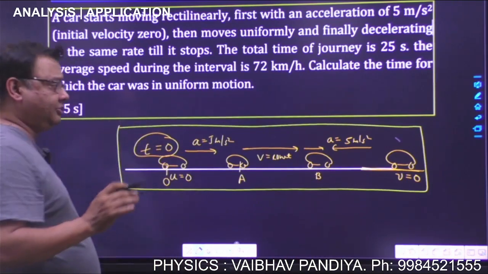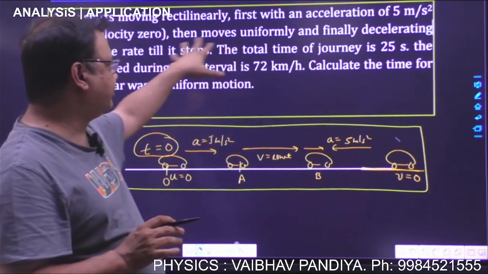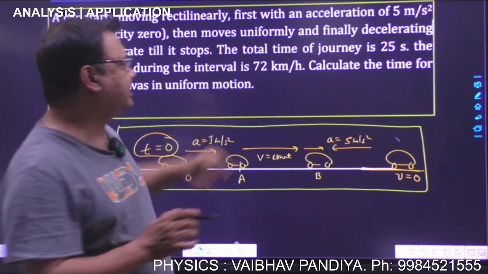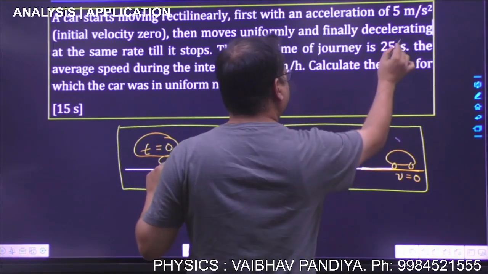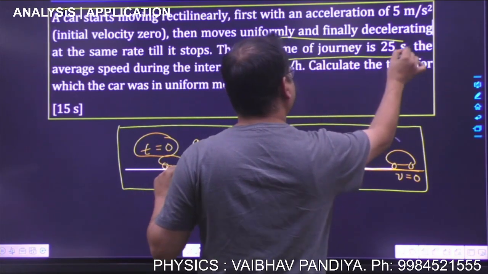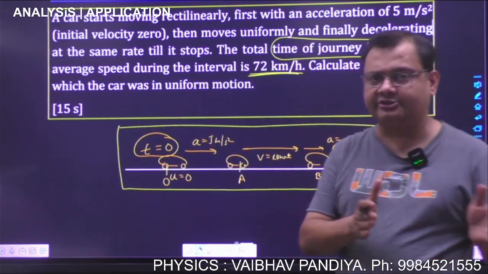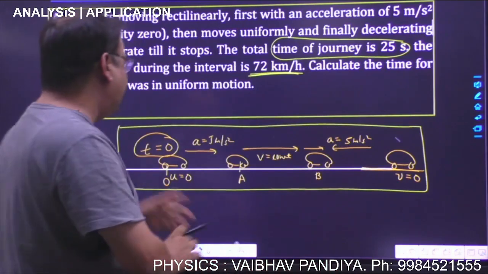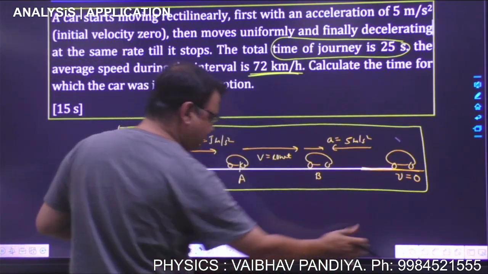Okay. Now see, we want to solve this problem. You are given the average velocity of the whole interval, 72 km per hour, and you are also given the time of the journey, that is 25 seconds. So with these two pieces of information you can find the displacement, because we know the basic formula, the average velocity is equal to the total displacement divided by the time interval. And we can solve this problem both by mathematical approach as well as by graphical approach.